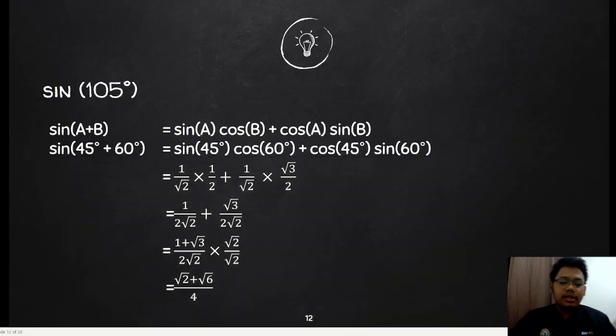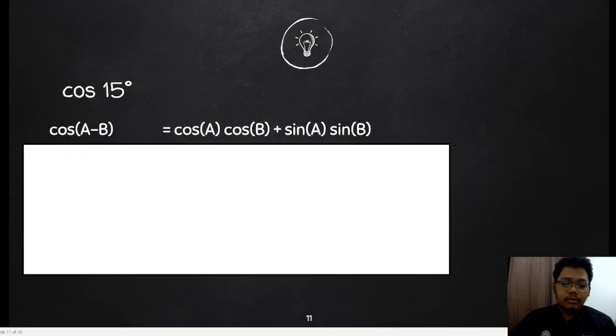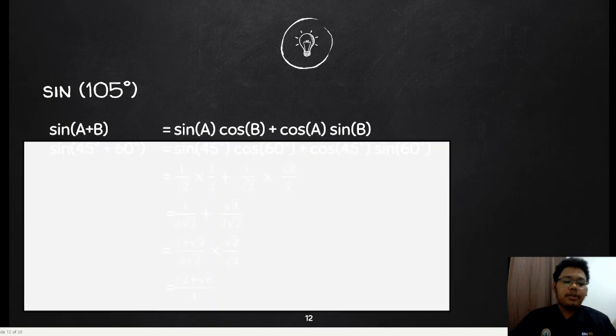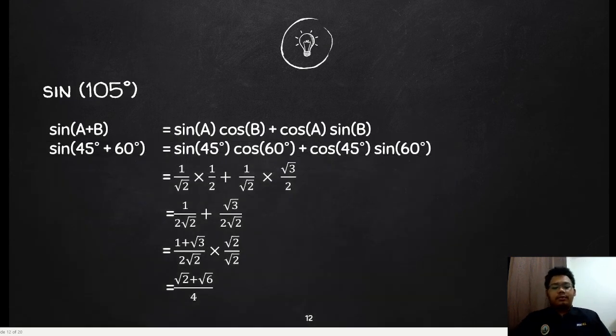So sine 45 is 1 over √2. Cos 45 is 1 over √2. Alright, 1 over √2. This I will explain later in the next class. I will show you why it will be 1 over √2.